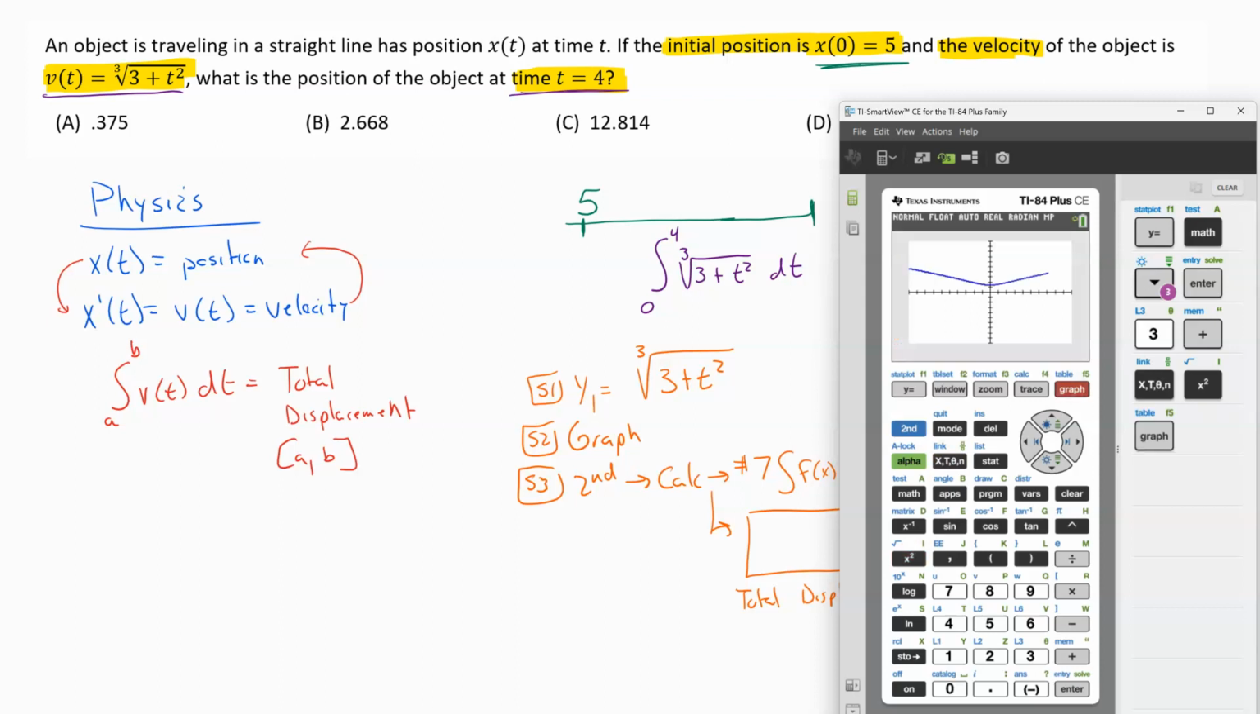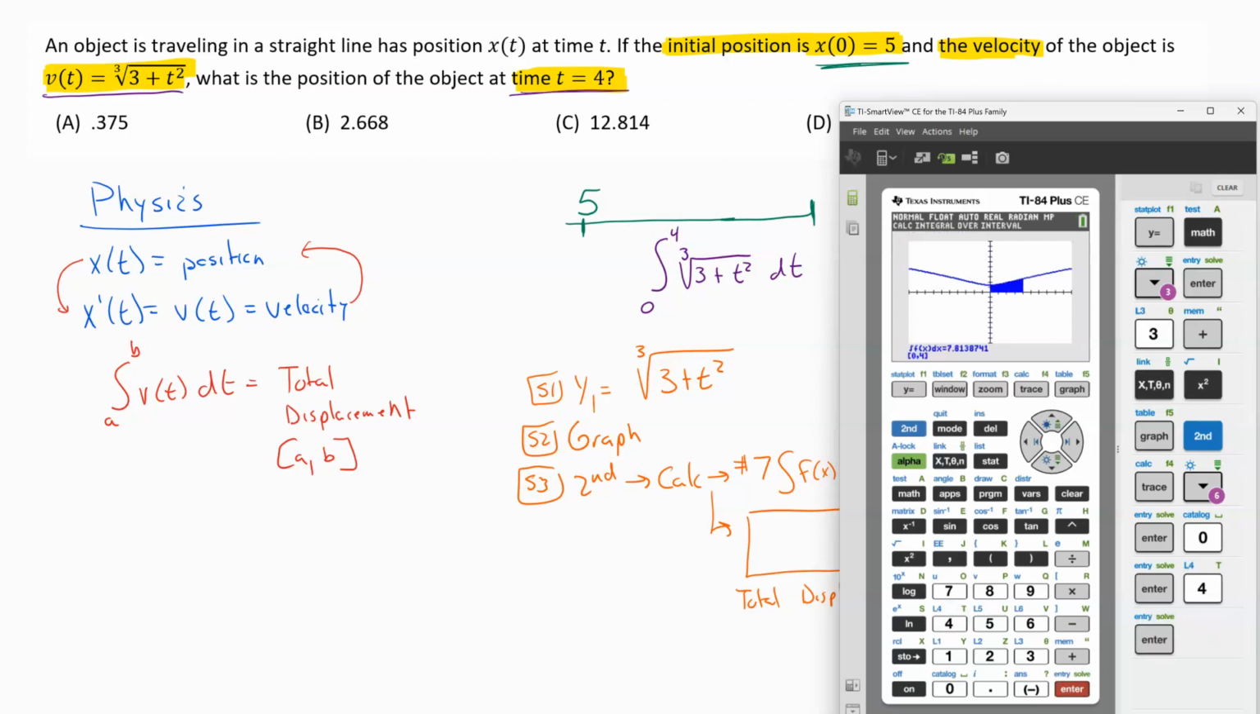We hit graph on that, and now we're going to go calculate that antiderivative value. So we hit second, and then the calc menu, the button above trace at the very top here, and you're going to scroll down to the number 7 option in that menu, the integral of f of x dx. You'll hit enter on that, and now it's going to ask us a series of questions. The first thing it wants to know is the lower limit, another way of saying the lower bound. Our lower bound on this one is 0, so I type in 0. Hit enter, and then it wants to know the upper limit. The upper bound of our integral was 4 in this situation, so I type in 4 and hit enter.